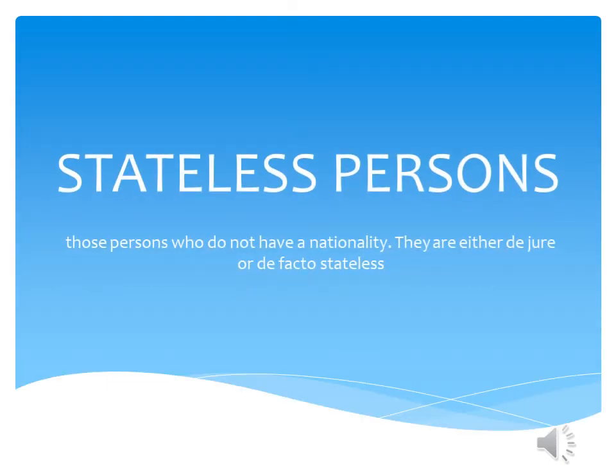Stateless persons are those who do not have a nationality. They are either de jure or de facto. De jure stateless persons are those who have lost their nationality, while de facto stateless persons are those who have a nationality but to whom protection is denied by their state when out of the state.